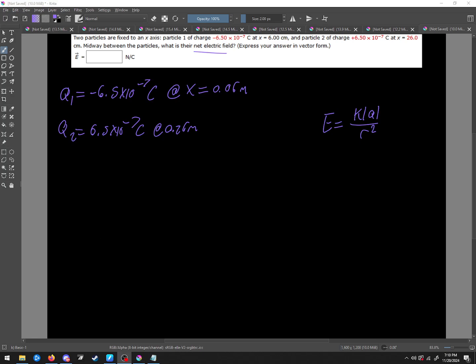Okay, it says midway between the particles. So we would have negative and positive. And we're going to have this x-axis here.